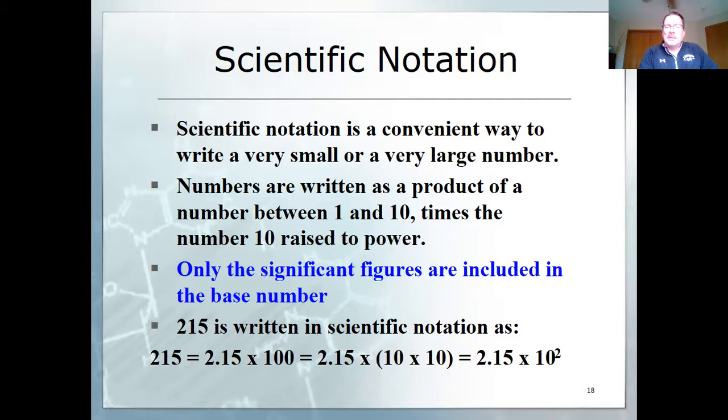Where the error comes in is a student will just move at one spot and call it 21.5 times 10 to the first and say that's the same thing. No, it's not. You can only have one number left of the decimal in scientific notation. Okay? That's a simple error that I see students do.